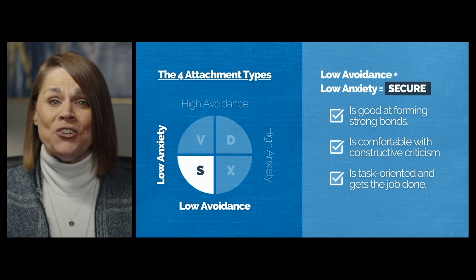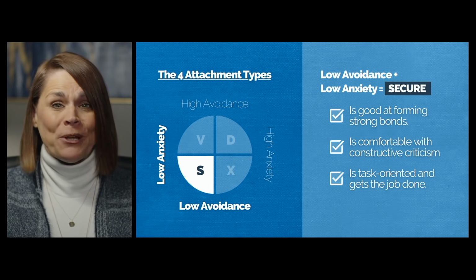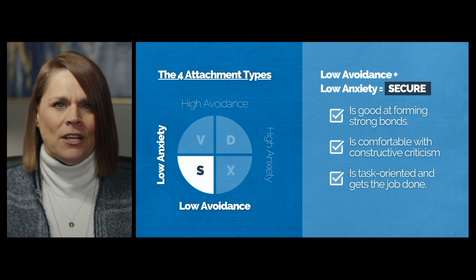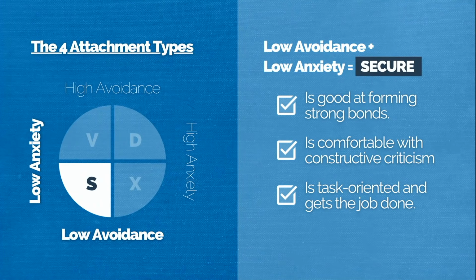And so as an adult in the workplace, this is an employee who is not afraid of making relationships. They're low on avoidance. They want to make good relationships. They're not afraid of people. They're also not afraid of constructive criticism because they have low anxiety. So their self-esteem is not wrecked when they have to get some constructive or more negative feedback on the job. And they're great at doing tasks because, again, they're not afraid of failure because they have that secure attachment. They've been reared in an environment from a young age where they felt safe to explore and to develop.